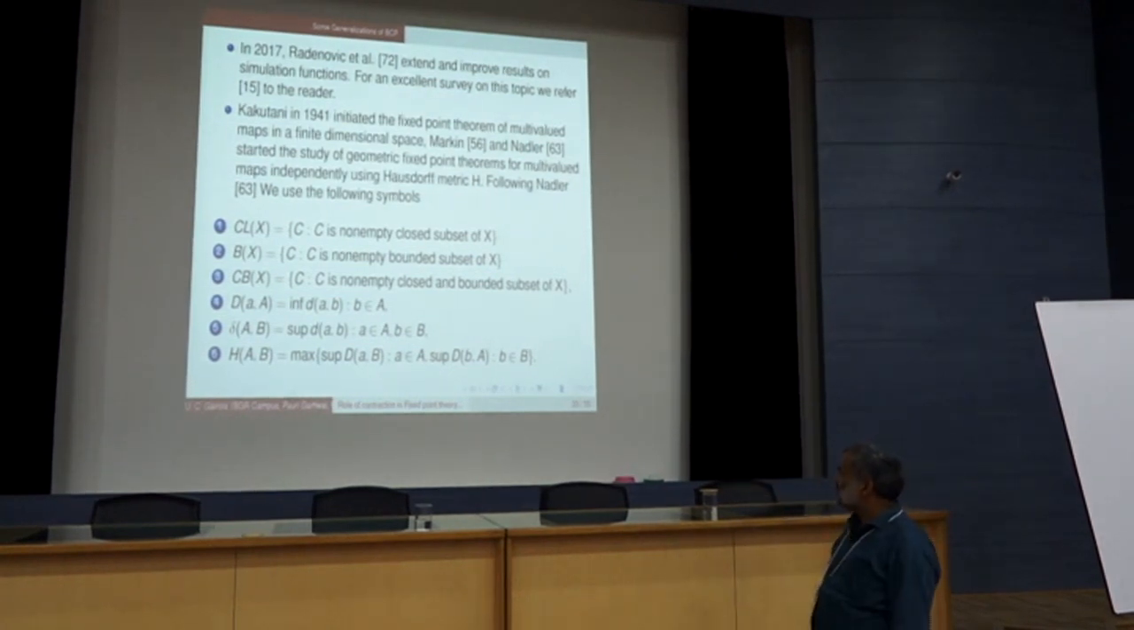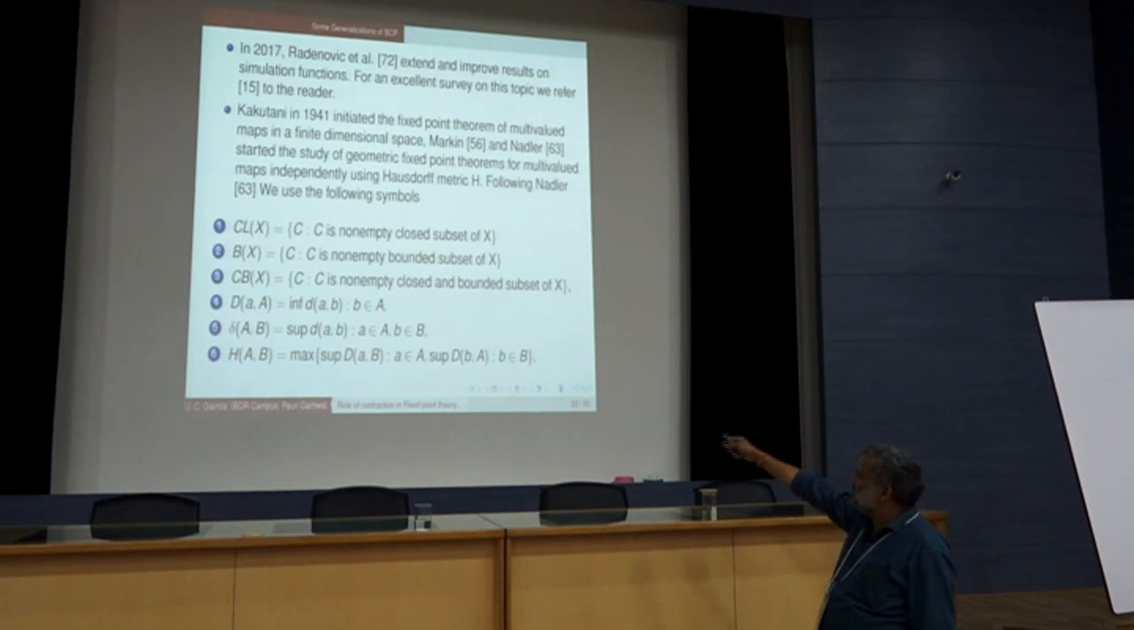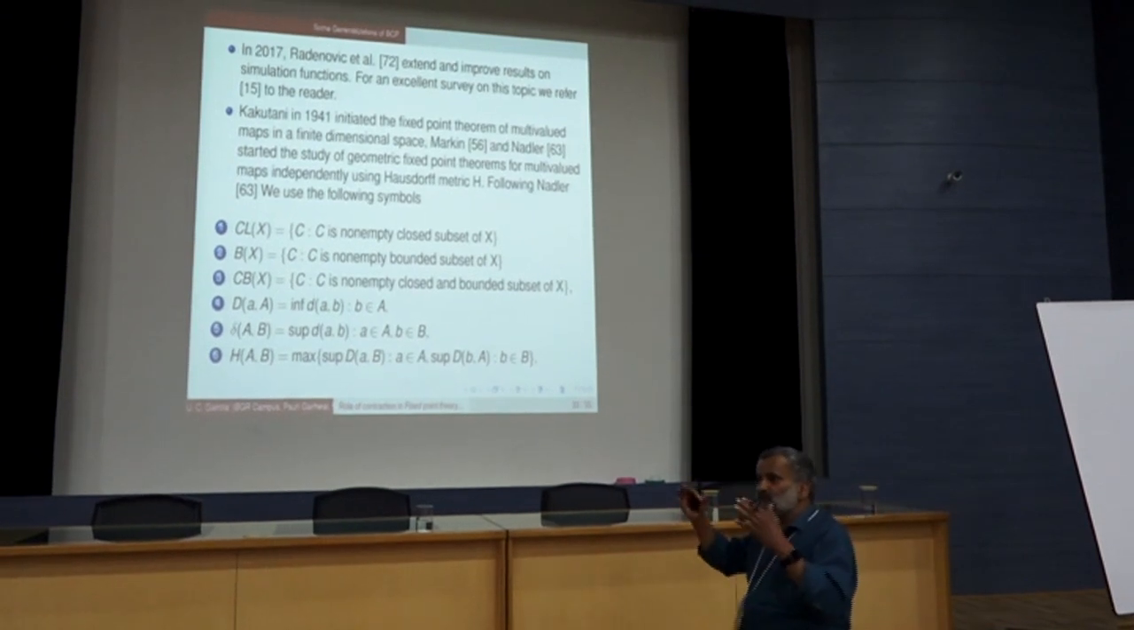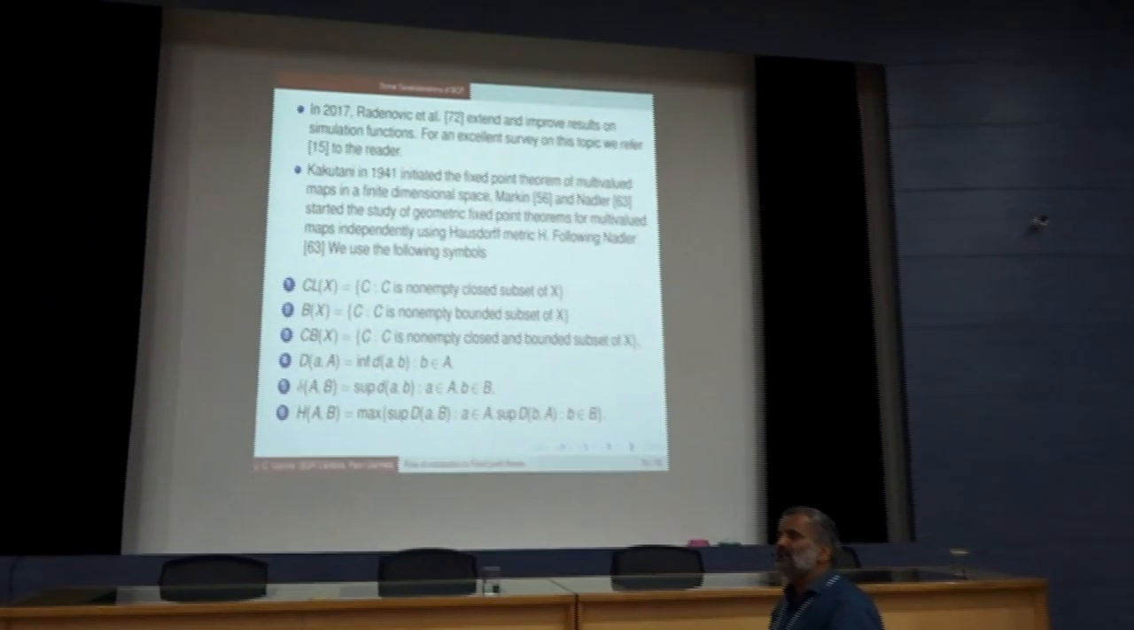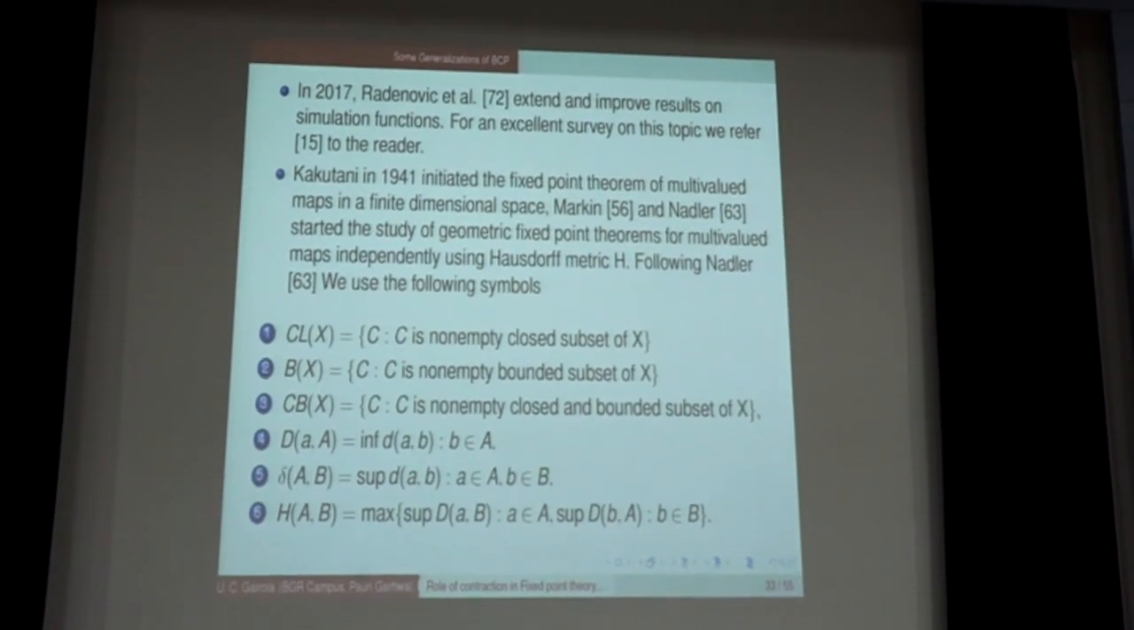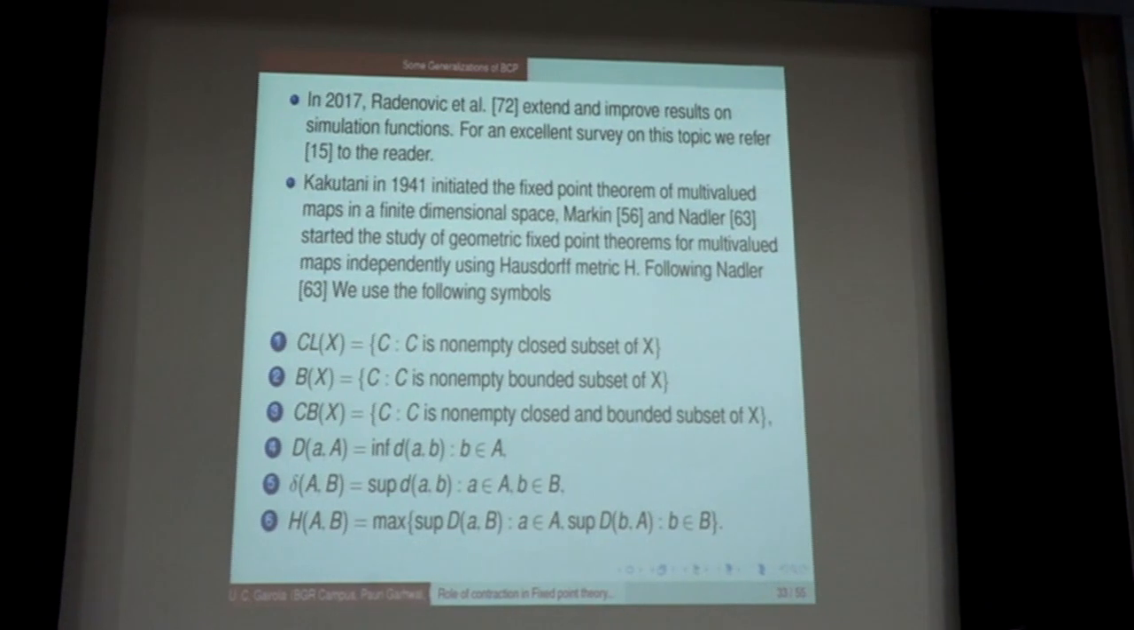or especially for the Banach contraction. If you use this notation here, CL(X), C is the non-empty closed subsets of X, B(X) is the non-empty bounded subsets of X, and CB(X), these are the notations for this. If you are taking the Hausdorff metric space, the Hausdorff metric means you take the collection of closed and bounded subsets of X, and then you define a metric like this on that map, H(A, B) is equal to the maximum of the supremum of d(a, B), and so on. So this is the metric on that.